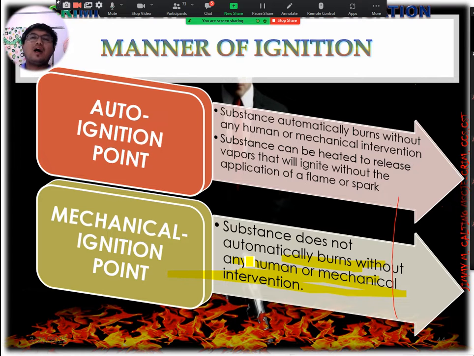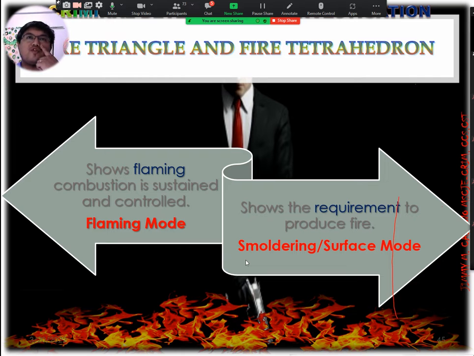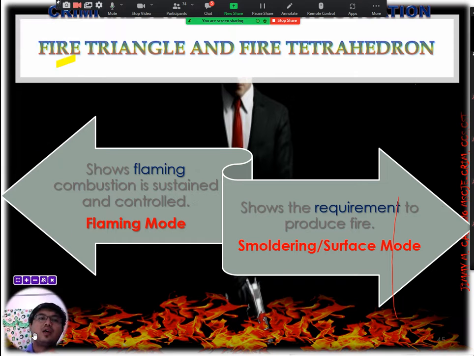Okay? So, gentlemen and ladies, I would try to go back to the difference between fire tetrahedron and fire triangle. Okay? Fire triangle and then fire tetrahedron is different in a manner wherein sa fire triangle, makikita natin dito, gentlemen and ladies, on fire triangle, sabi ko sa inyo kanina, it's just trying to show the elements. So, ito, showing the flaming combustion, sustained and then controlled.